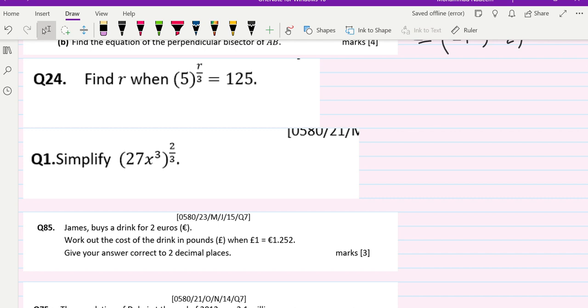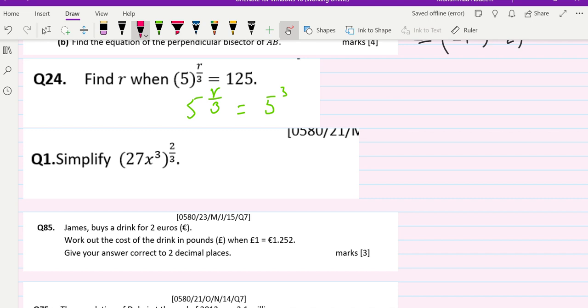Now the next question is from indices. You are supposed to work out the value of r when 5 power r over 3 equals 125. When an equation of indices is given, always try to make the bases similar, or otherwise make the powers similar, so you can equate the rest of the things. Here we have base 5, on the other side it is 125, so it is very common. You may write 125 as a power of 5. So 5 power r over 3 will be equal to 5 power 3, because 5 power 3 is 125.